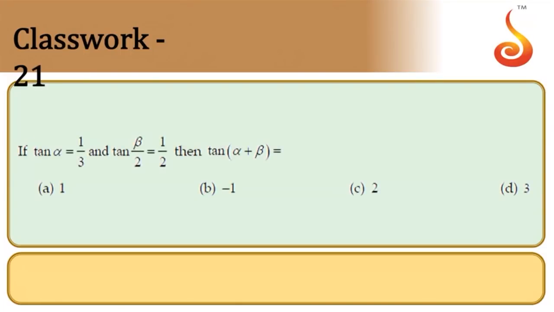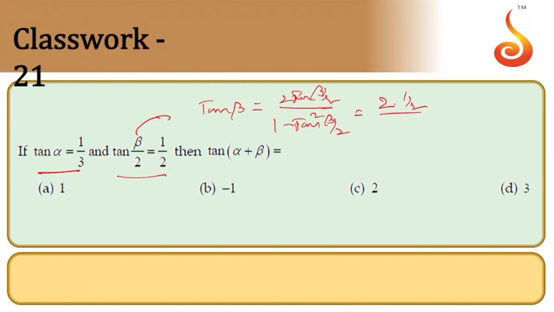21. Let me consider tan alpha equals 1 by 3 tan beta by 2. So tan beta is equal to 2 tan beta by 2 divided by 1 minus tan square beta by 2, and that is equal to 2 into 1 by 2 divided by 1 minus 1 by 4. So that is equal to 4 by 3. So tan beta equals 4 by 3, tan alpha equals 1 by 3.